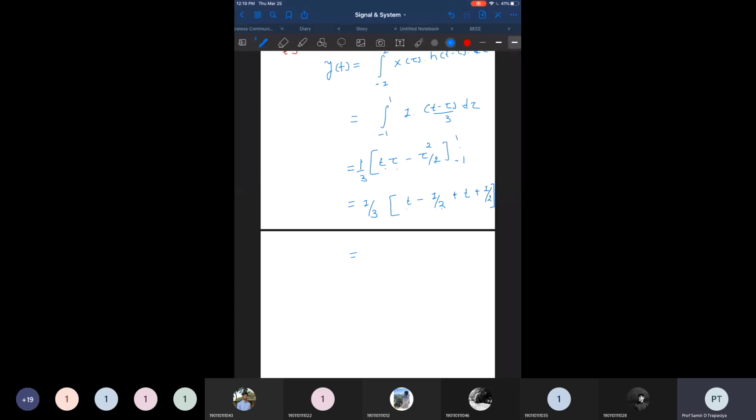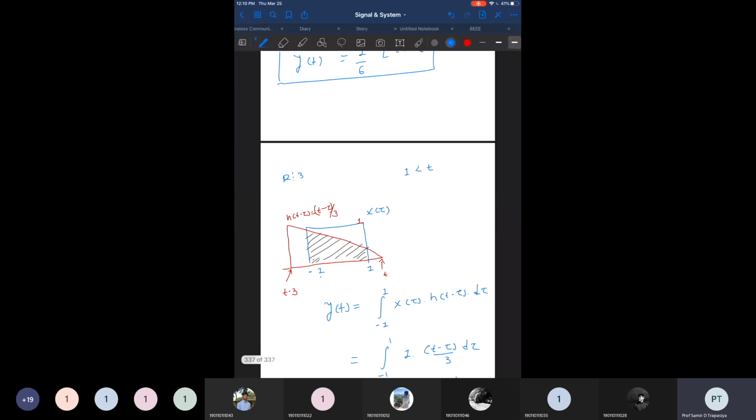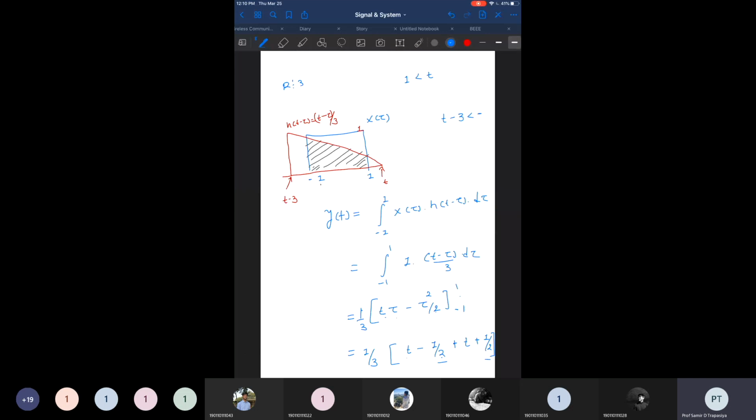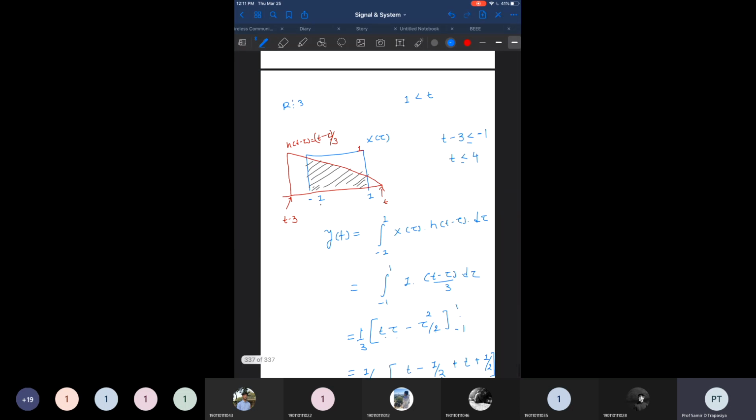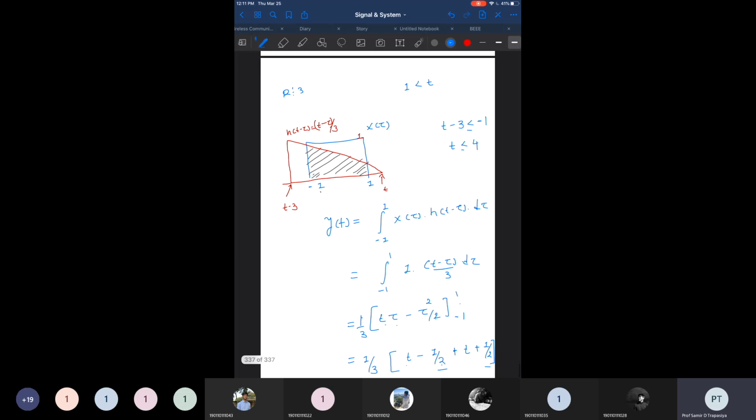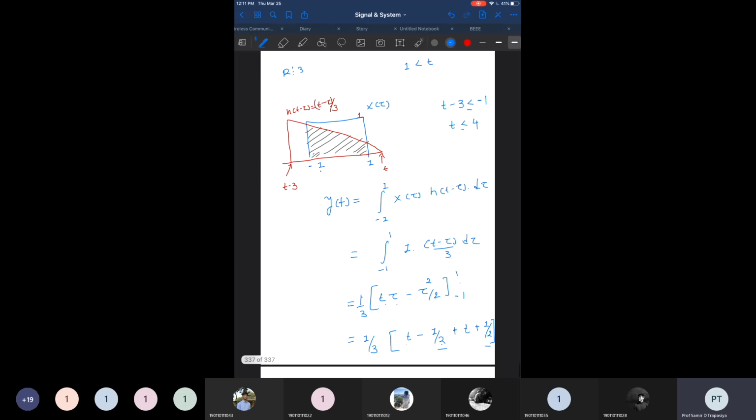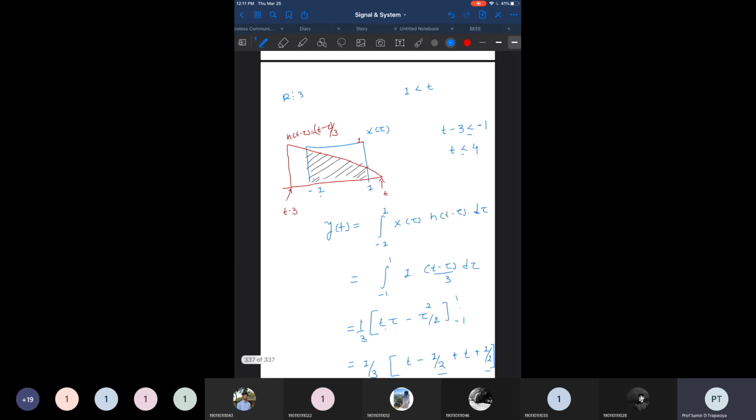Right? Now how long will this region sustain? Till this t minus 3 is not entering inside, so it is less than minus 1, so that is the point where t remains less than 4, right? 3 plus 1 is 4, so that is the region that will survive when t lies within the boundary of 1 to 4. This is region number 3, and what we have found here is 2t by 3.